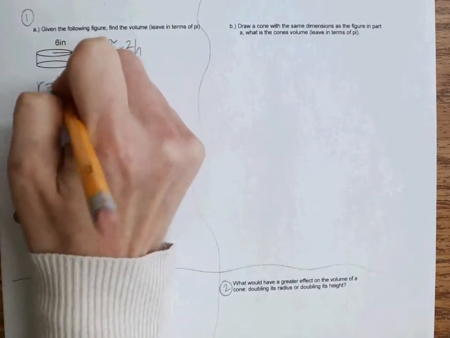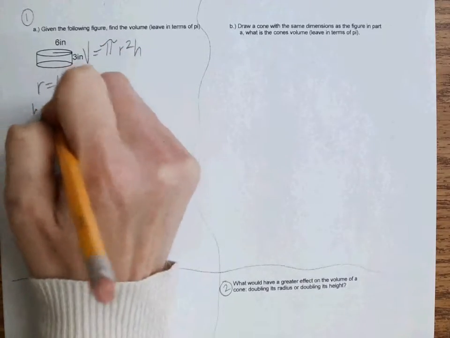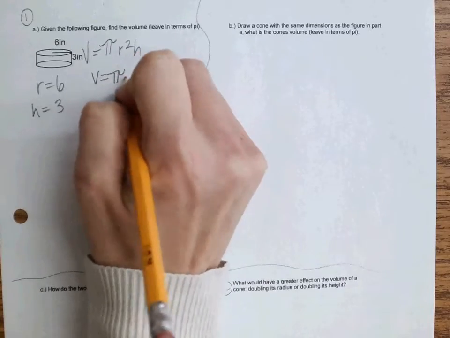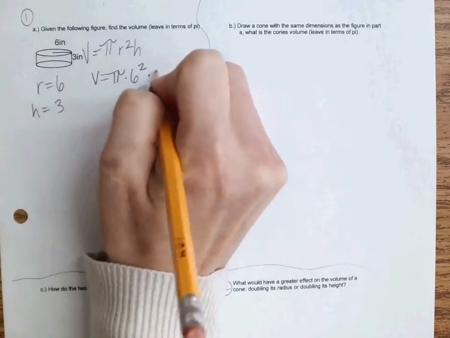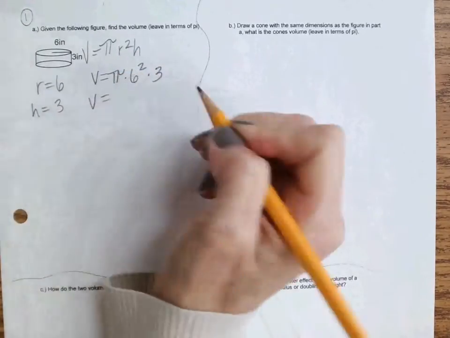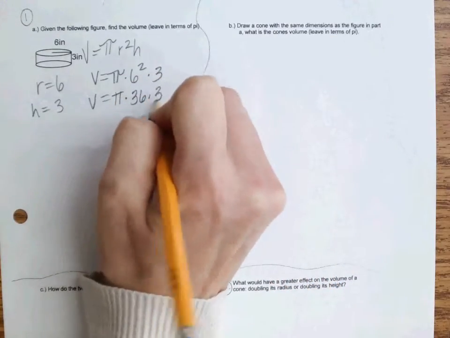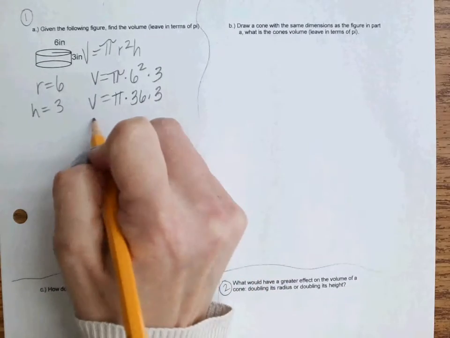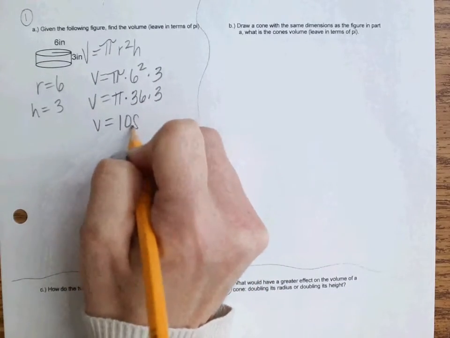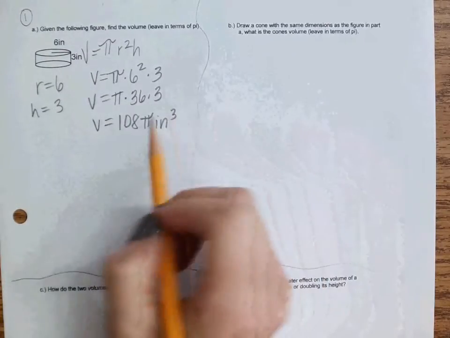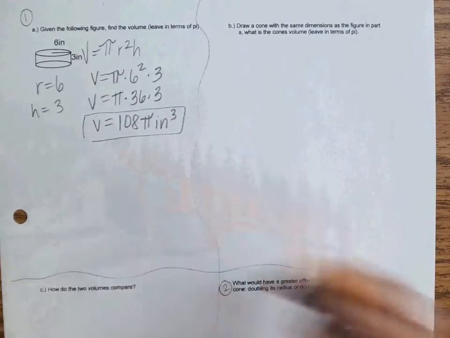We'll have r equals 6, and the height equals 3. V equals pi times 6 squared times h, which is 3. And let's go ahead and simplify this and solve. So we have 36 times 3, the volume here is 108 pi inches cubed. Okay? So that's what we have for this cylinder.